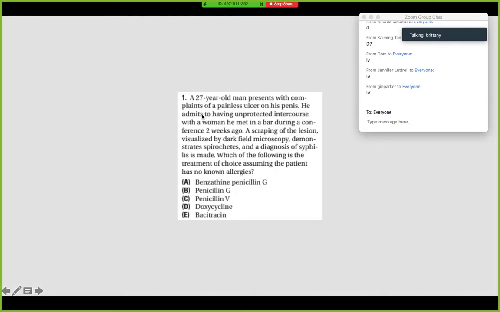All right, next question. A 27-year-old man presents with complaints of a painless ulcer on his penis. Based on this description, this first sentence here, what do you think he has? Correct, syphilis. Okay. So what is the treatment of choice for syphilis? Right, penicillin G, or sorry, guys.